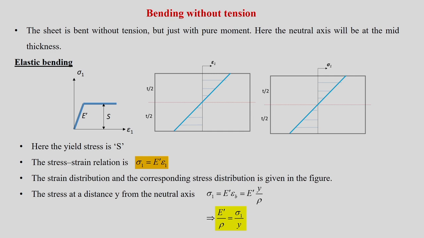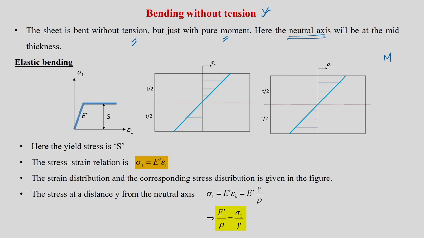So, now we are going to pick up one important case called bending without tension, and we are going to do some analysis. That is the first thing. So, whatever we are going to discuss is basically bending without tension. So, only moment is available for us. So, we can say that the sheet is bent without tension, but with moment only. So, what will happen? The neutral axis will be at the mid thickness.